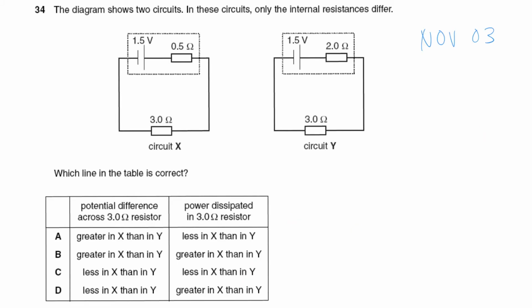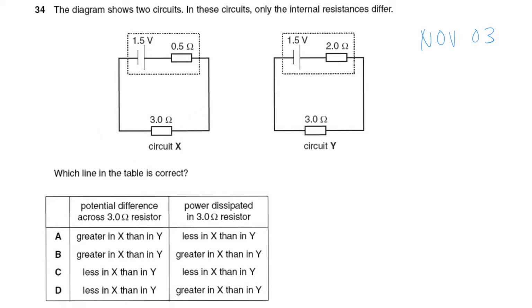So first, you need to see which one has a greater PD. Now, the 1.5 volts cell here means the voltage should be divided between these two. This 1.5 is also divided between these two. Now, you notice that this 3 is the same, but the 0.5 and 2 are different. So let's look at this circuit first.